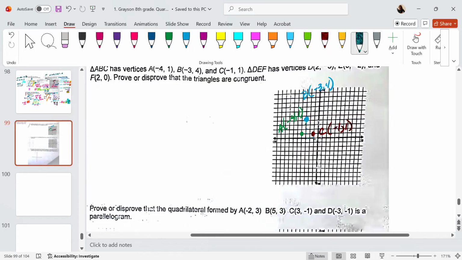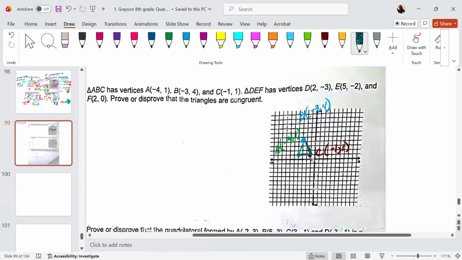So then you have this triangle, right? Yeah. DEF has vertices 2, -3. There's D. And then E, 5, -2. And F, 2, 0. That's F, correct? Yeah. So it's this triangle right here.